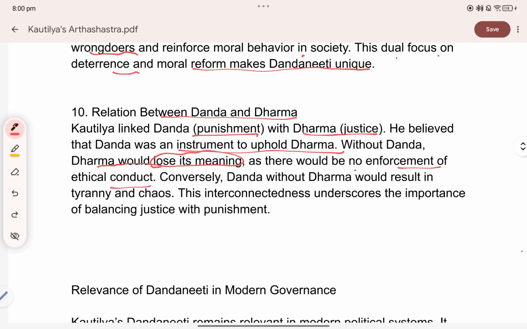Conversely, Danda without Dharma would result in tyranny and chaos. ठीक है. दंड दंड होगा और धर्म नहीं होगा तब भी टायरनी यानी हिटलर वाली गिरी हो. ठीक है. एंड chaos, डिक्टेटरशिप आ जाएगी. Chaos is basically confusion. This interconnectedness underscores the importance of balancing justice with punishment, right?